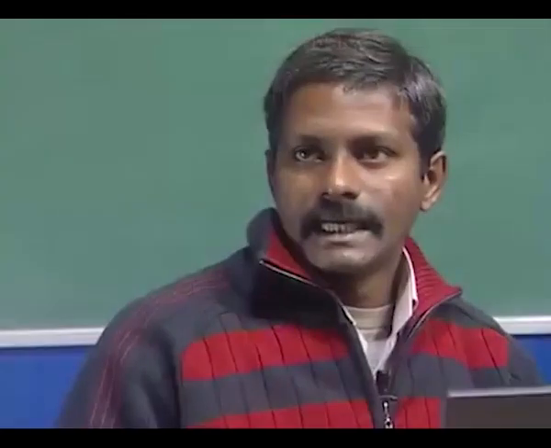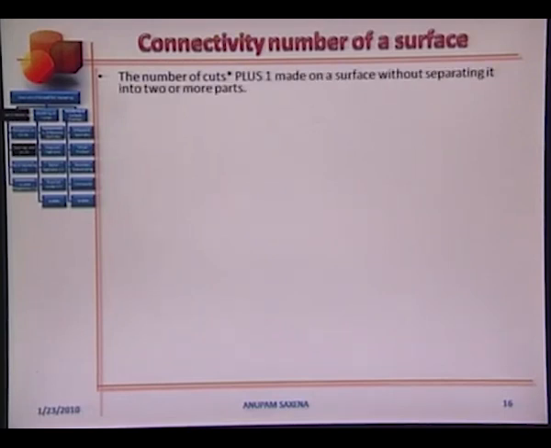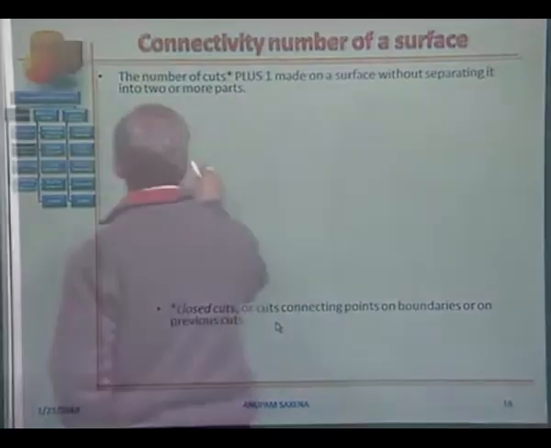Finally, the connectivity number of a surface. The connectivity number is the number of cuts plus 1 made on a surface without separating it into 2 or more parts. These cuts here refer to closed cuts or cuts connecting the points on the boundaries or on previous cuts. Let me explain this on the board.